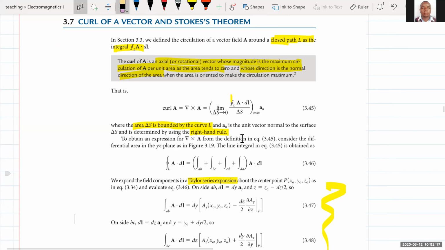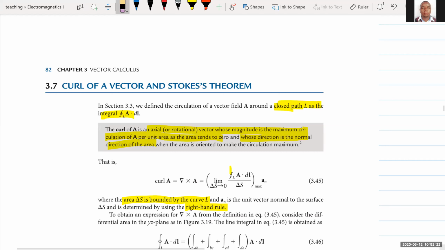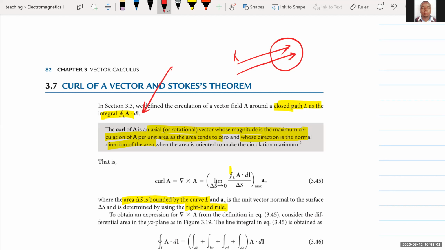I might also make my screen slightly bigger for those who might have their phones as their viewing tool. So we have defined the circulation of a vector field A along a closed path as the closed line integral, as this one. This is how we defined the circulation of a vector field. We say that if you have a closed path and that closed path is circulating around a vector A, then if you go through this, you're going to determine how much this vector A circulates or swirls around that closed loop. This is my closed loop.